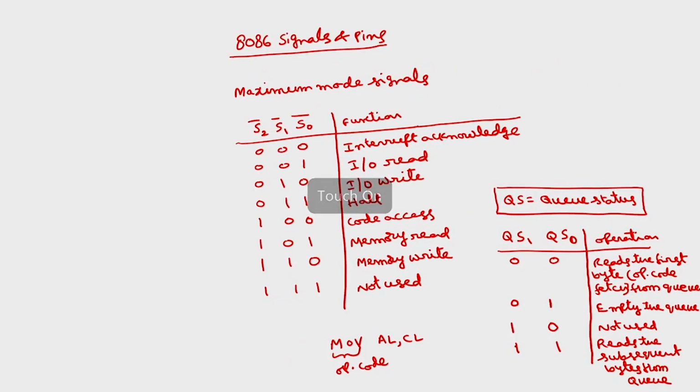and we have here 5 signals, S2 bar, S1 bar, S0 bar, QS1, QS0. So this is about the maximum mode signals of 8086. We have discussed the complete architecture of 8086 and the functions of all the signals. So, this is what the architecture of 8086 is about.